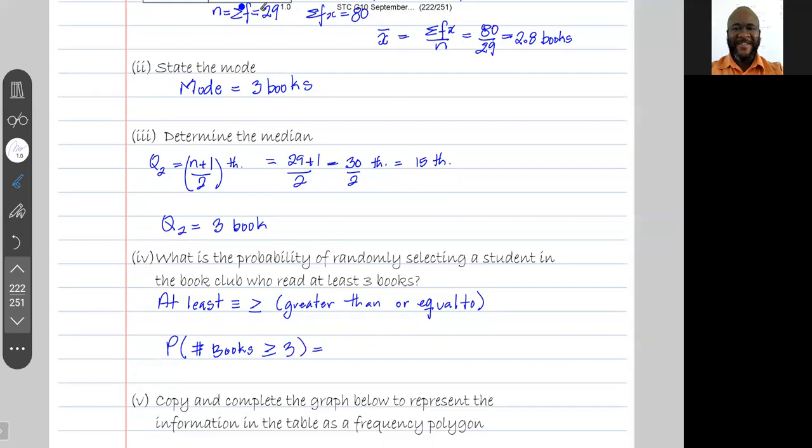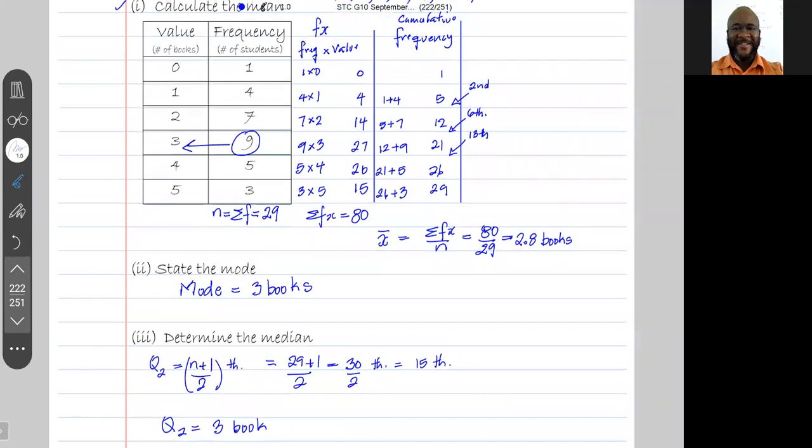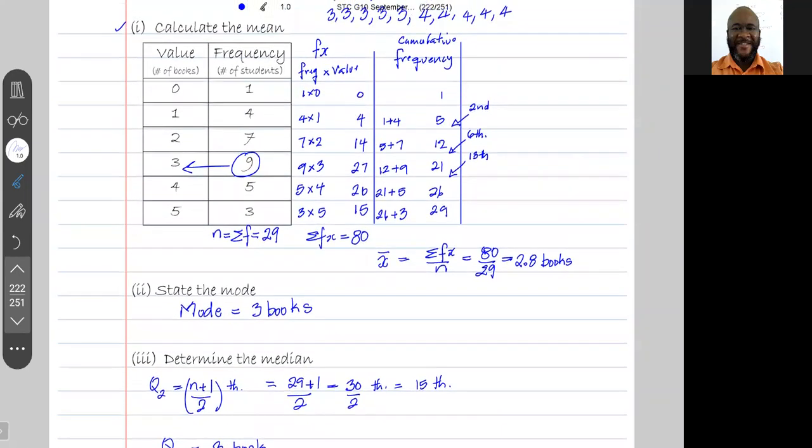Now, to answer this, I have to go back to the table of values, the frequency table, which is this table. And I need to look at it and find out how many students read 3 or more books. How many students read 3 or more books?